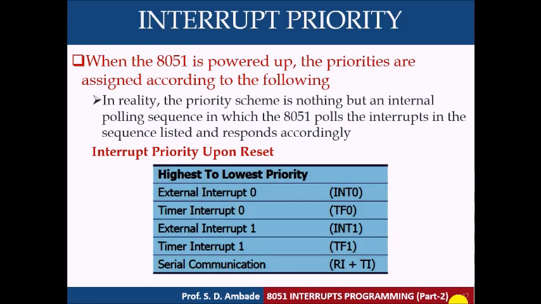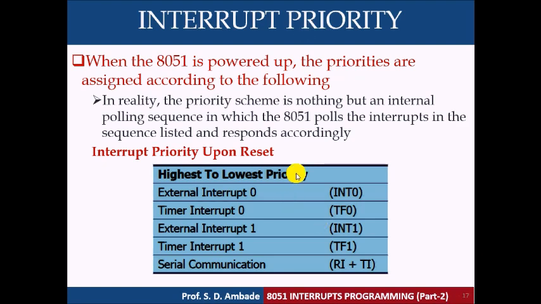Interrupt priority. The interrupts in 8051 have certain priorities. When the 8051 is powered up, the priorities are assigned according to the following. In reality, the priority scheme is nothing but the internal polling sequence in which the 8051 polls the interrupts in the sequence listed and responds accordingly. Interrupt priority is nothing but a polling sequence by which the 8051 serves interrupt service accordingly.